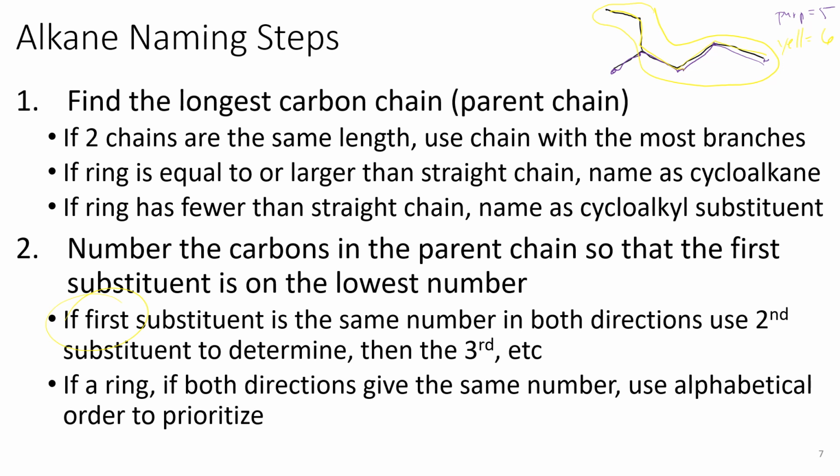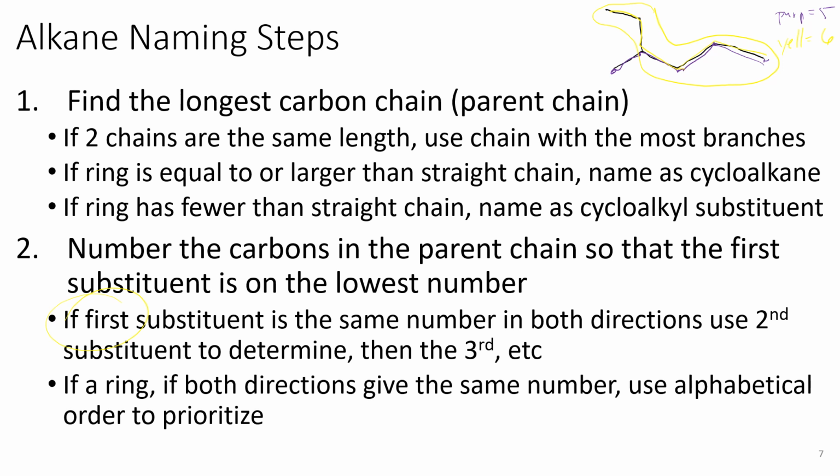If we have a ring, and if we go in both directions, we have the same numbering notation, then we will use alphabetical order to prioritize, meaning we will put the one that comes first in the alphabet on the lowest number substituent. So that is what we'll do with rings when it really doesn't matter which direction you go in terms of numbering because there is no end. Your job is then to use the alphabet to prioritize. And the one that comes first in the alphabet will have the lowest number.